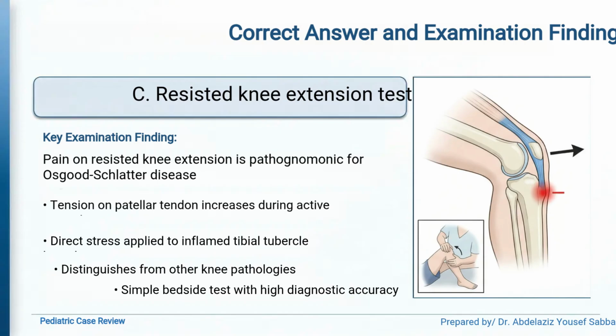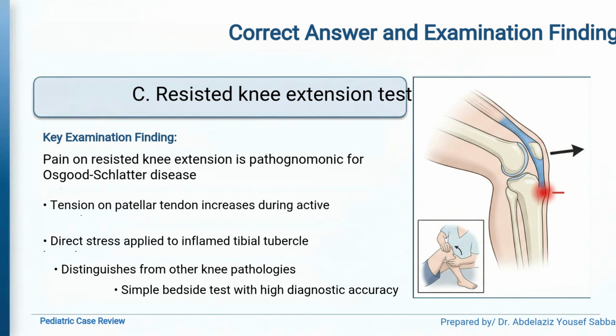Pain on resisted knee extension is pathognomonic for Osgood-Schlatter disease. When the patient extends the knee against resistance, tension is transmitted through the quadriceps muscle to the patellar tendon, which directly stresses the inflamed tibial tubercle insertion point and reproduces the characteristic pain.